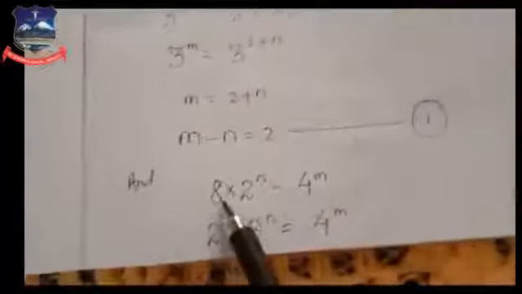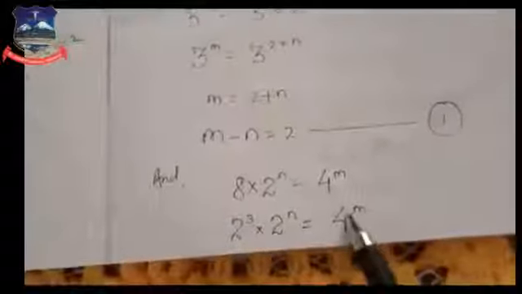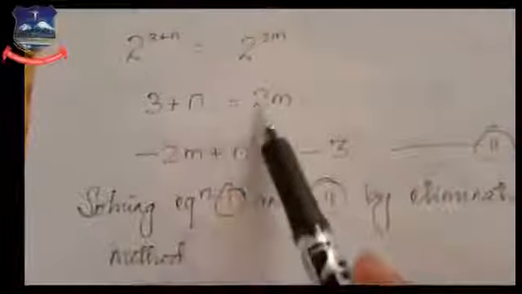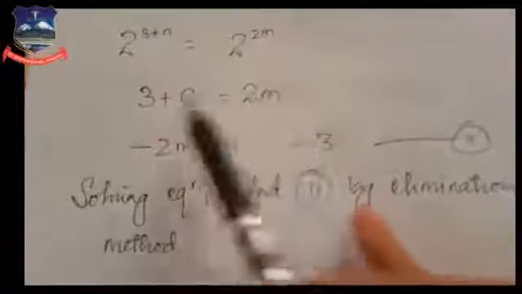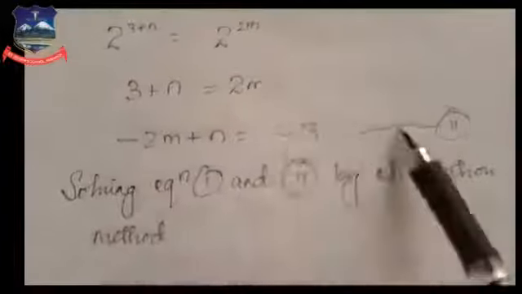Now we'll copy this. We'll try to make the same base. 8 can be written as 2 cube into 2 to the power n is equal to 4 to the power m. This 4 can be written as 2 square. Here we will use the property of multiplication, powers will be added. Then 2 to the power 3 plus n is equal to 2 to the power 2m. Same base, powers are equal. So 3 plus n is equal to 2m. Now we will keep m and n together. So 2m will become negative. So minus 2m plus n is equal to minus 3, equation 2.